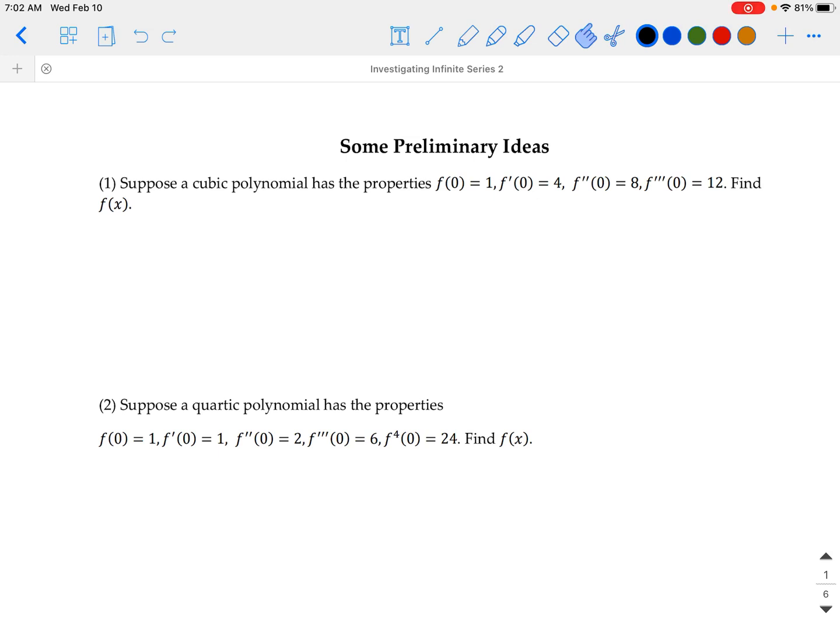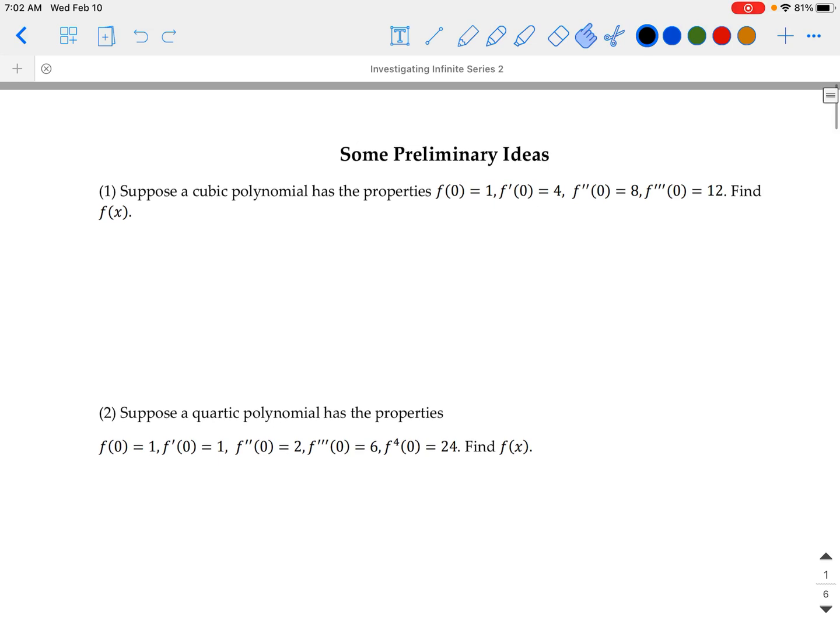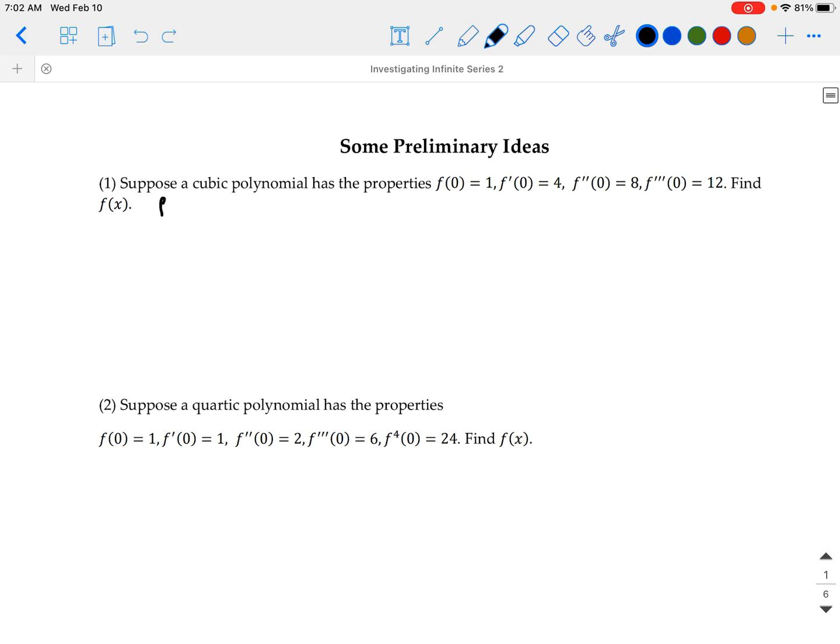So let's start with number one. Suppose a cubic polynomial has the following derivatives. f of 0 is 1, f prime of 0 is 4, f double prime of 0 is 8, f triple prime of 0 is 12. The question is, what is f of x? So we know it's cubic, right? So we can note that f of x is going to look like ax cubed plus bx squared plus cx plus d, just using a standard form representation.